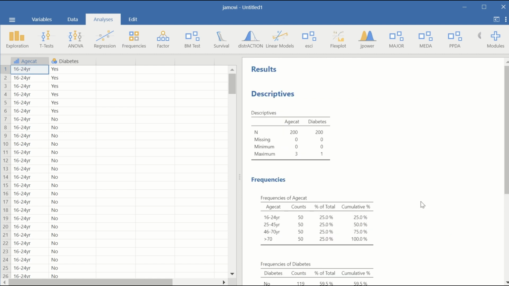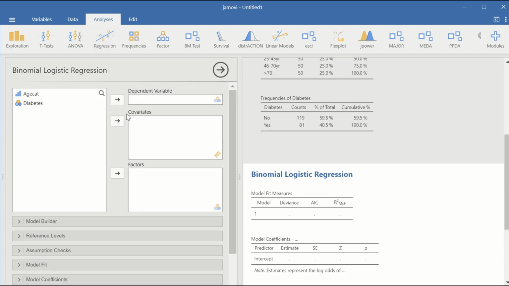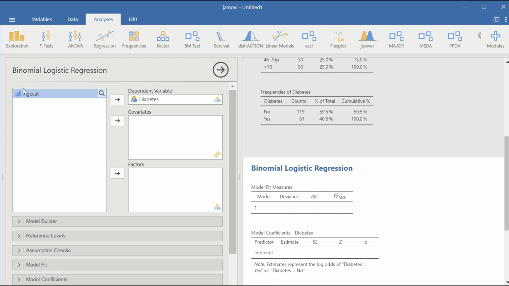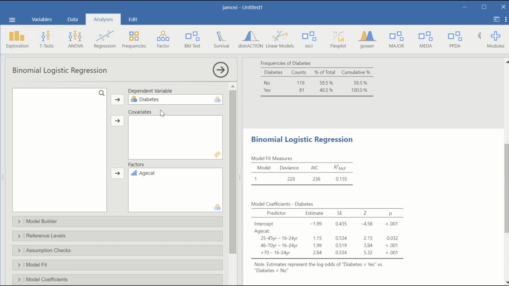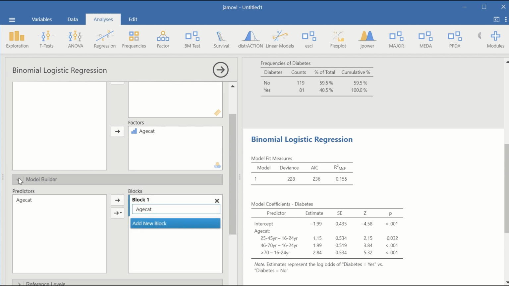To do binary logistic regression, click on regression and scroll down to the 2 outcomes binomial, since these data fit perfectly to binary logistic regression. In this window, diabetes is our outcome, so we'll move it to the dependent variable. Since the age category is a factor, we'll keep it in the factors. We could move it to covariates, but we'll keep it in the factors, as the age category fits best here. Let's select some of the options here.